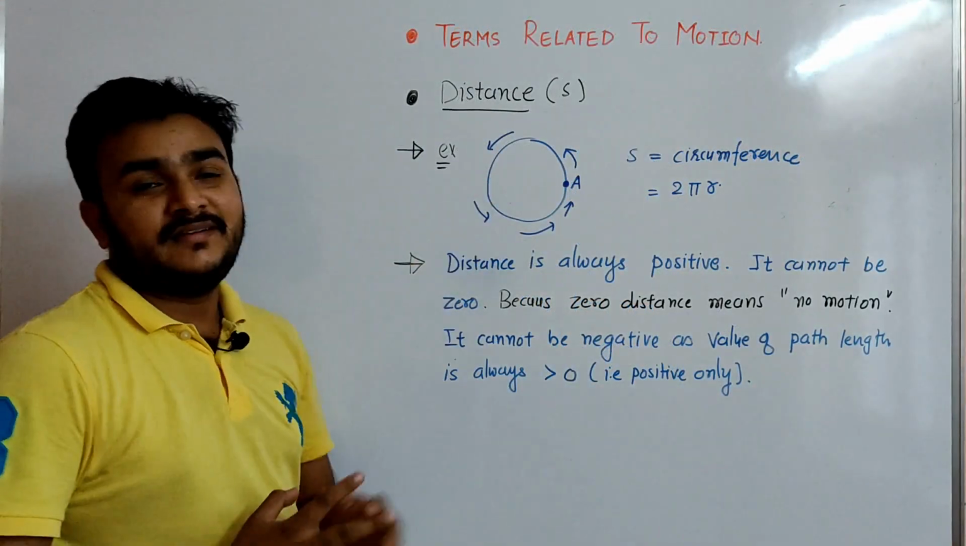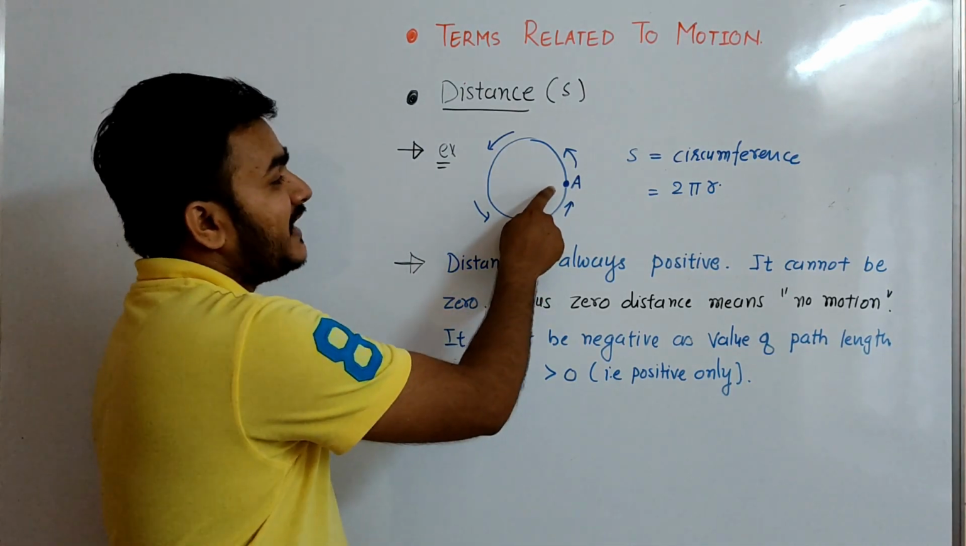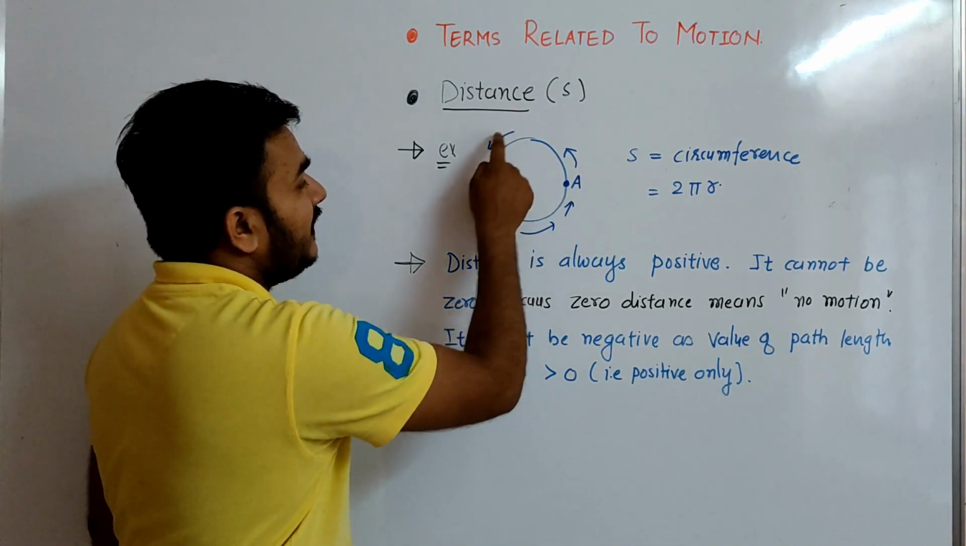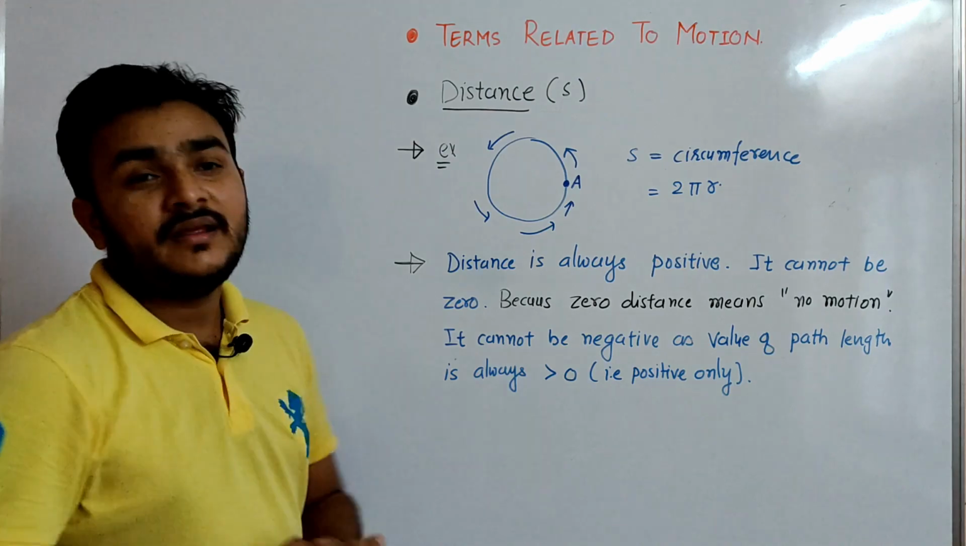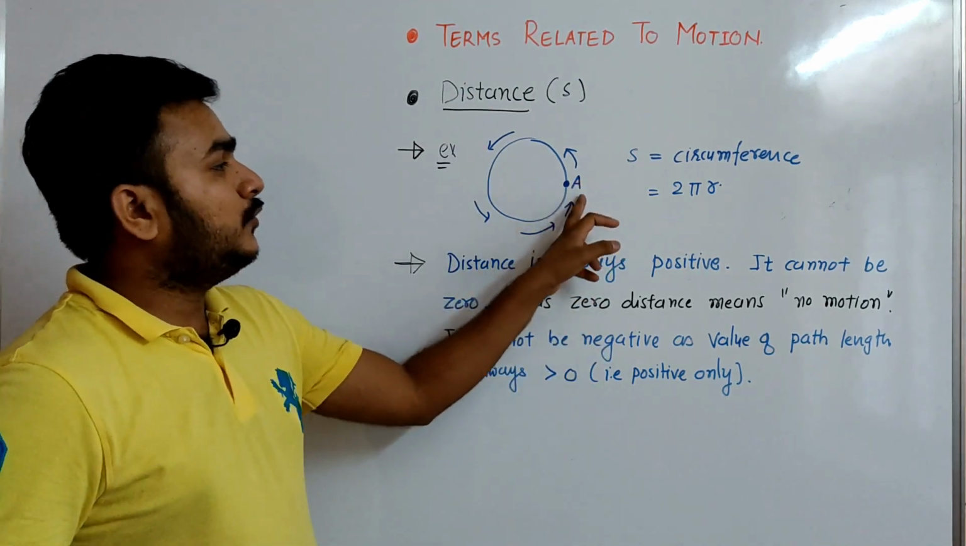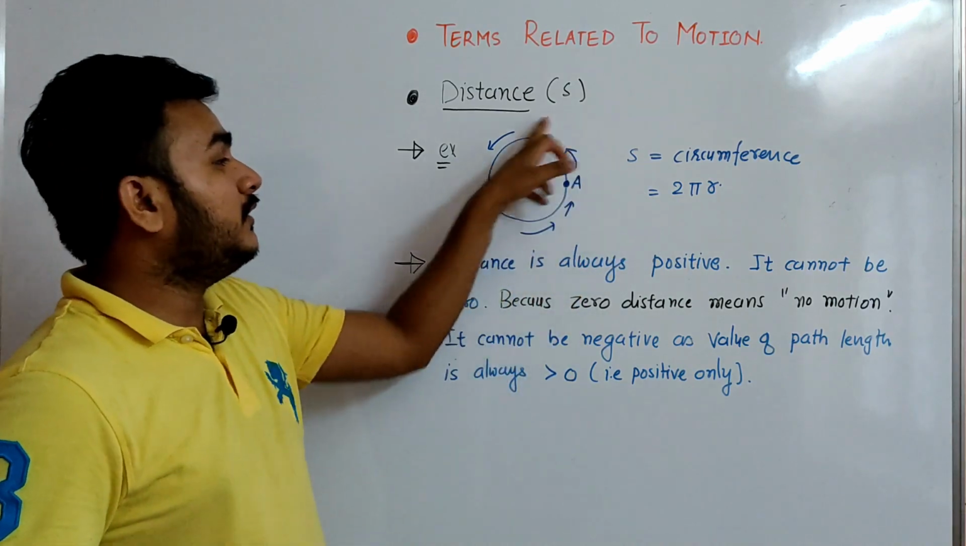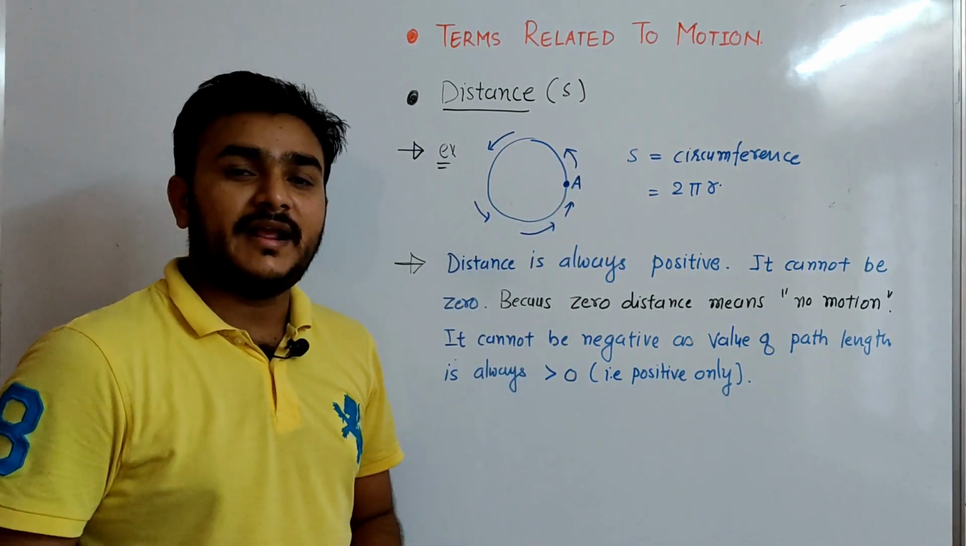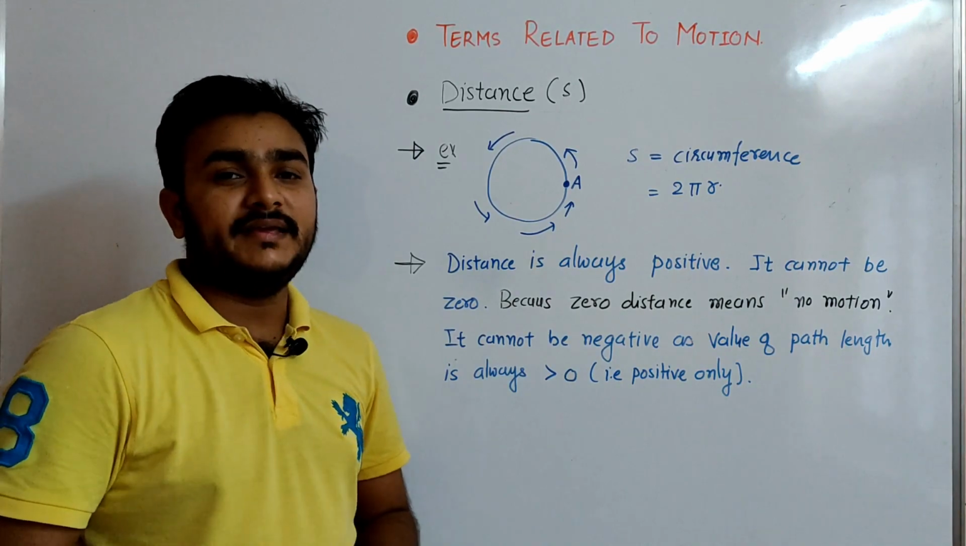Let us understand this example in which an object starts its motion from point A and then comes back to the same position at point A on a circular track. In that case, the total distance traveled will be equal to the circumference of the circular track, and that is why it is given by 2 pi r.